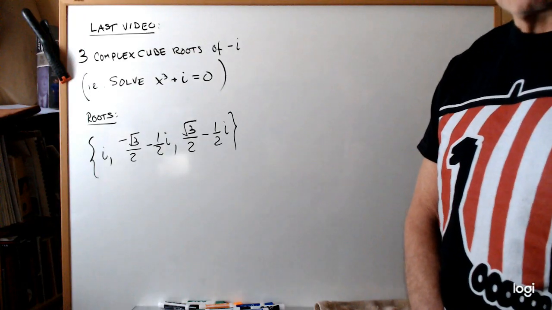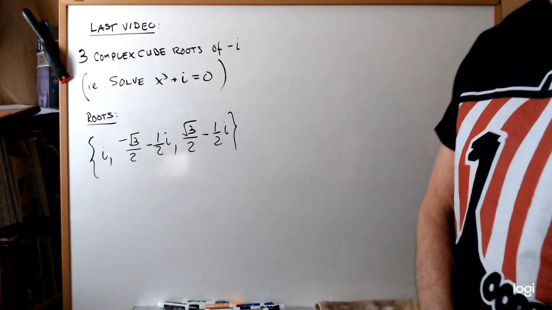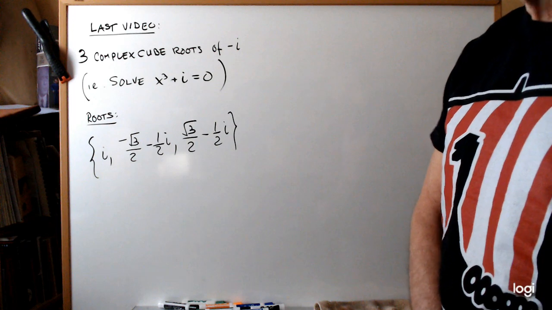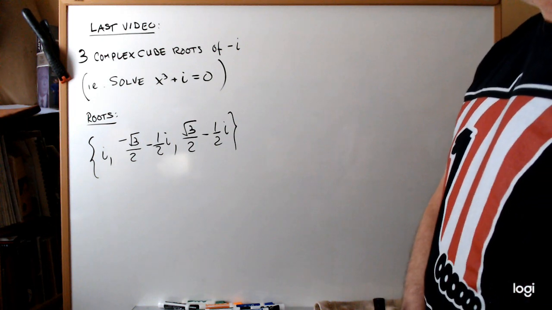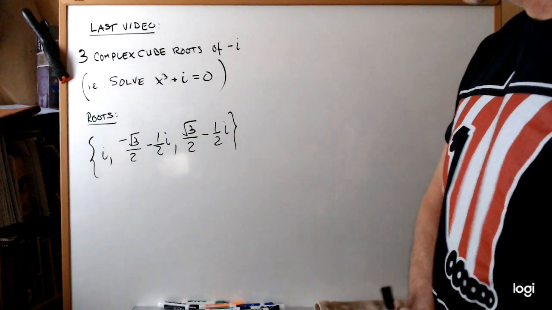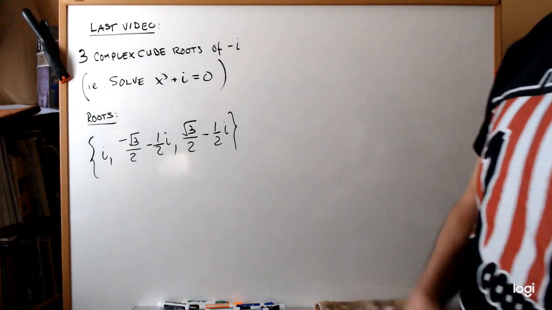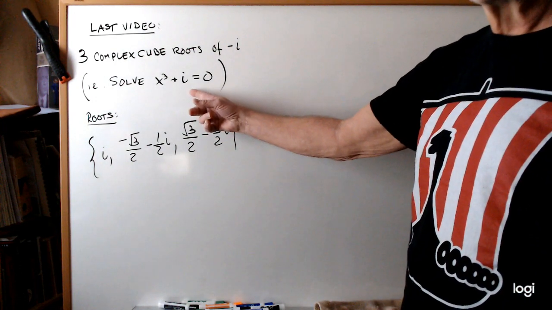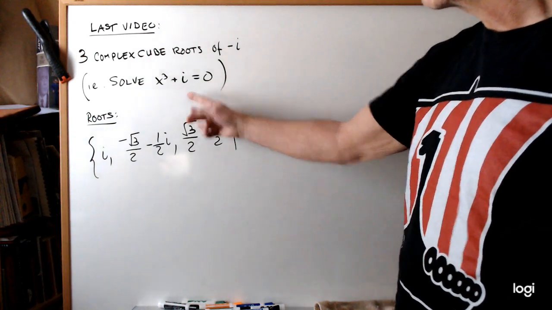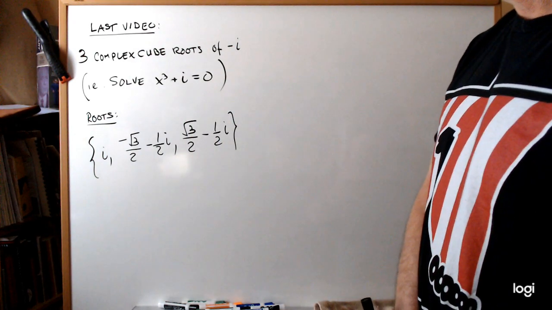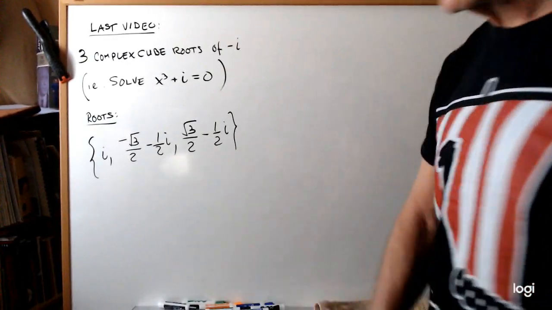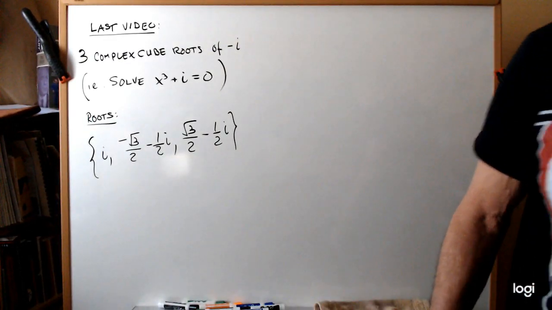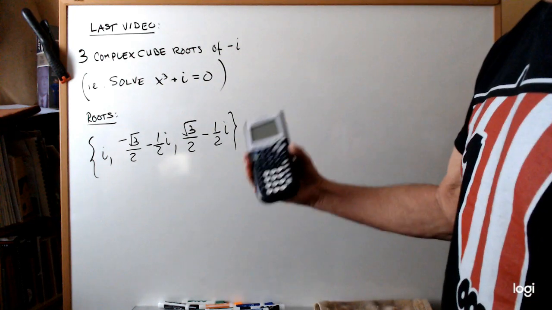Hi, welcome back. In the last video, we applied DeMoivre's theorem to find the complex cube roots of negative i. And we understand this is also equivalent to solving this equation over the complex plane. And these are the three roots that we had gotten. And I indicated that you could check those on your calculator.